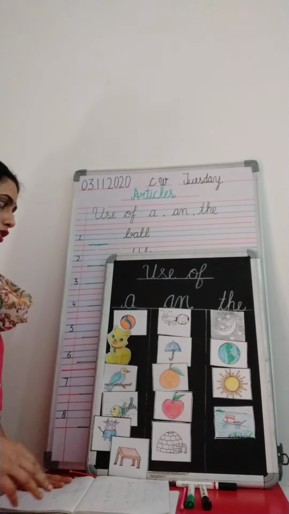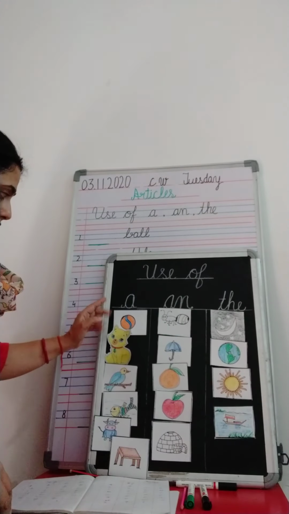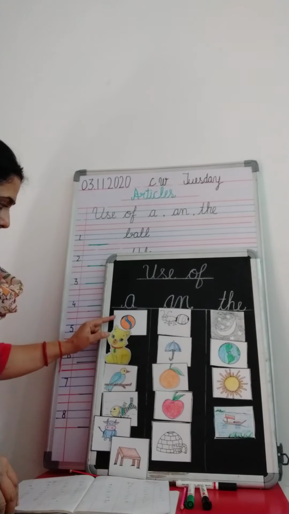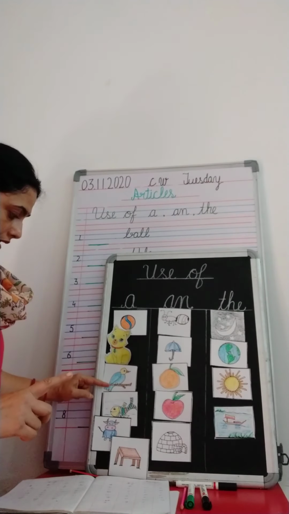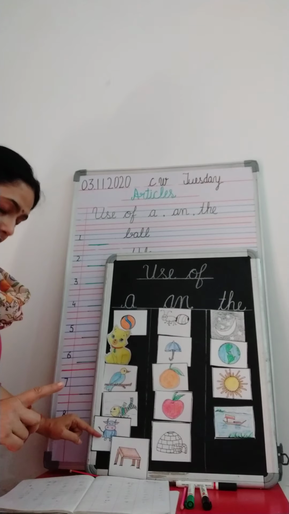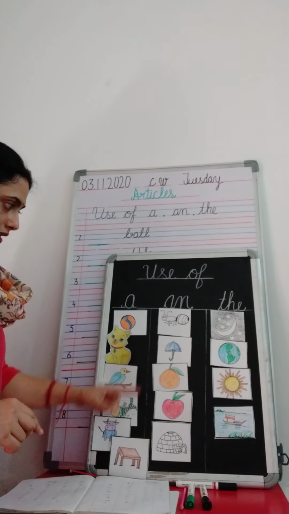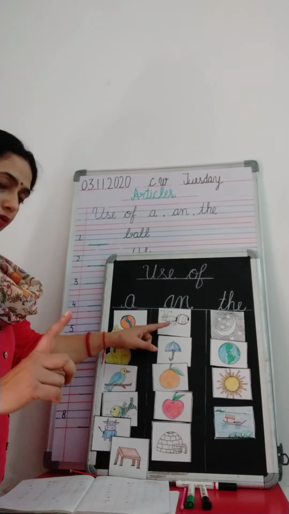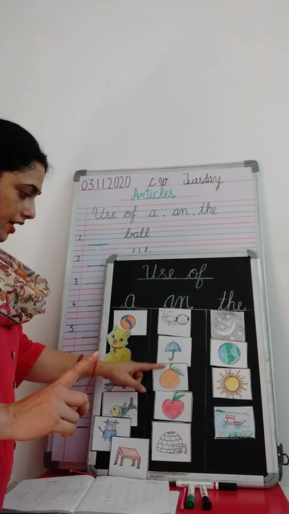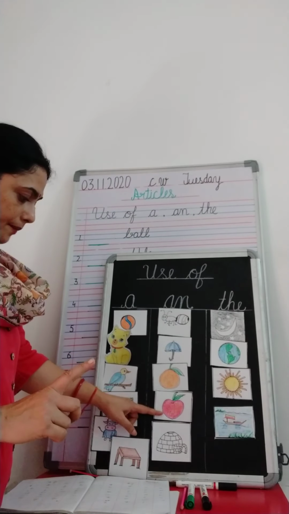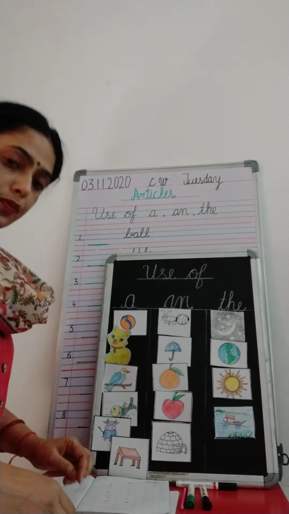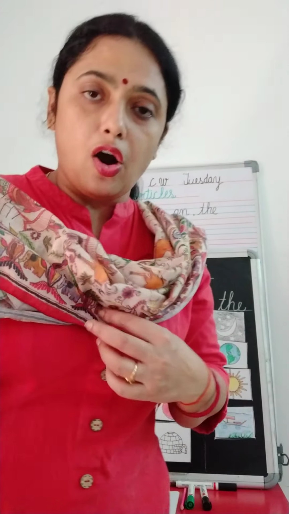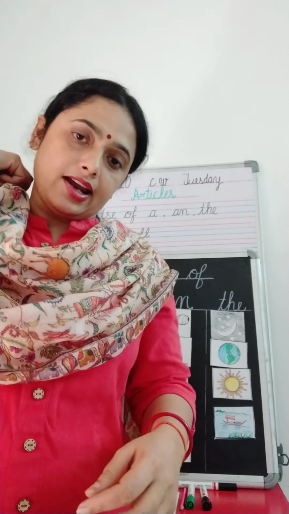Okay? So babies, how many balls we have here? Only one ball, one cat, one bird, one fish, one bull, one table. How many ants? One ant, one umbrella, one orange, one apple, and one igloo. Yes? So, today we will know how to use a, and the.